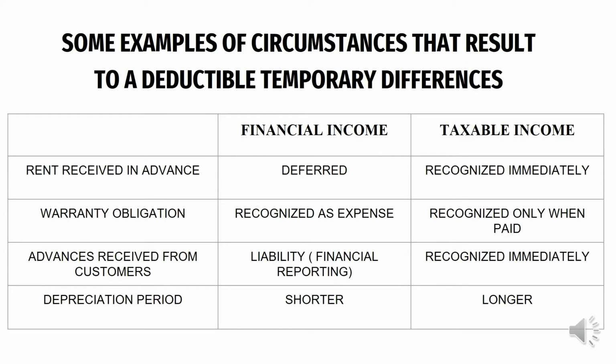Some examples of circumstances that result to deductible temporary differences. First, rent received in advance, tinitreat siya as an earned income sa financial reporting pero sa taxable income nire-recognize agad ito upon receipt of cash. Warranty obligation nire-recognize siya as expense kapag nabenta na yung product sa financial reporting pero sa taxation nire-recognize lang kapag nabayaran na. Advances received from customer, tinitreat as liability sa financial reporting pero sa taxable income nire-recognize siya agad upon receipt of cash. Ang depreciation period na ginagamit sa financial reporting ay mas maikli kaysa sa taxation.